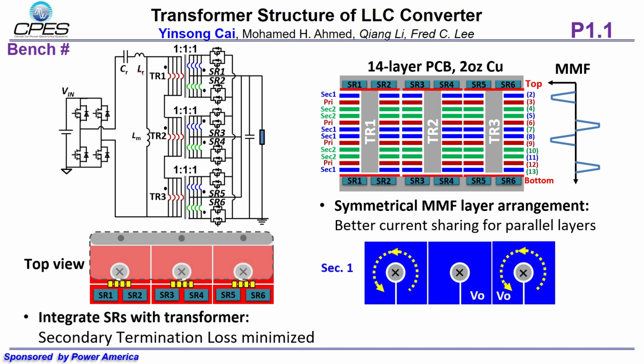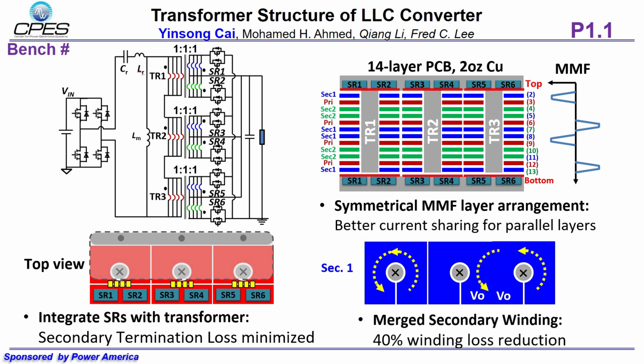This figure shows the secondary winding and the current path. We improve this structure by merging the secondary windings with the same VO terminals. This reduced the winding loss by 40% due to better interleaving.